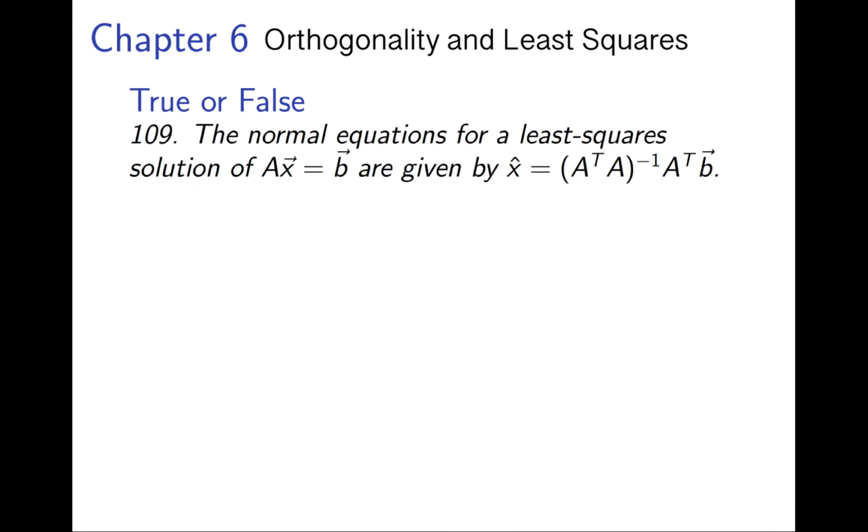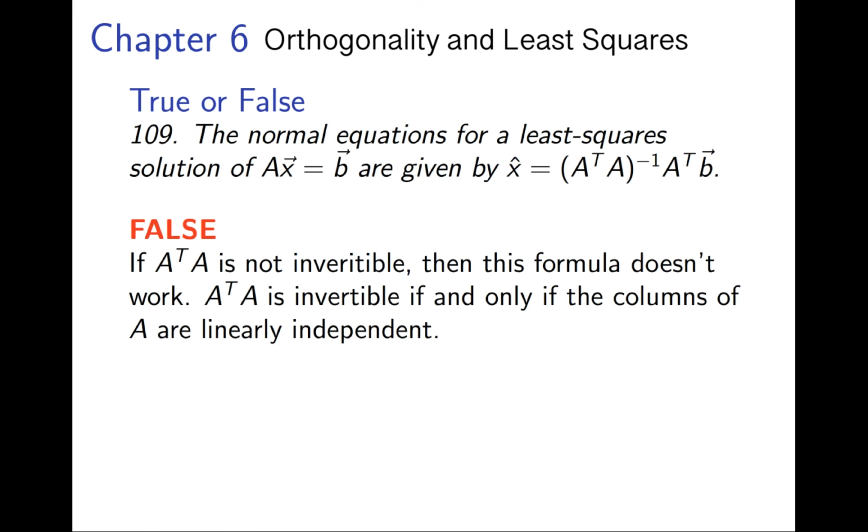Number 109, the final question. The normal equations for a least squares solution of AX equals B are given by X hat equals A transpose A inverse A transpose B. And this is false. And the reason is A transpose A is not necessarily invertible. So if A transpose A doesn't have an inverse, this formula doesn't make any sense. And we know that A transpose A is invertible if and only if the columns of A are linearly independent.